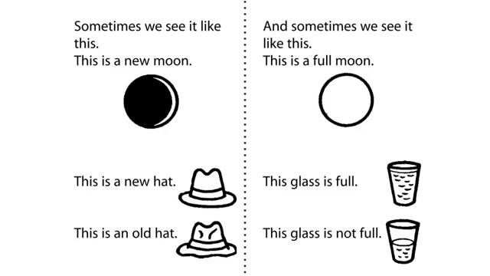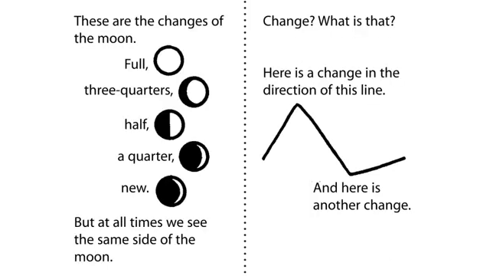This is a new hat. This is an old hat. And sometimes we see it like this. This is a full moon. This glass is full. This glass is not full. These are the changes of the moon: full, 3/4, half, a quarter, new. But at all times we see the same side of the moon.